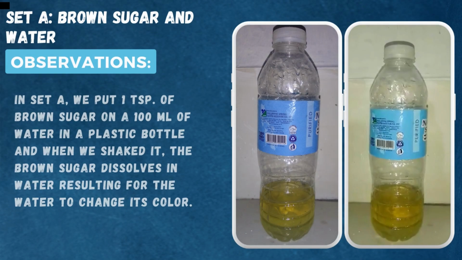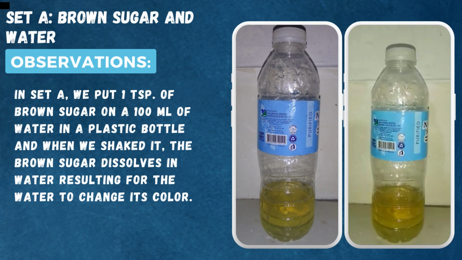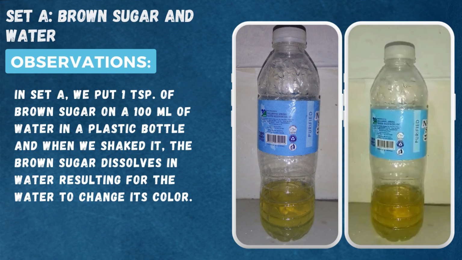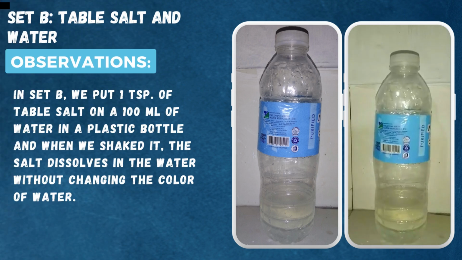In set A, we put 1 teaspoon of brown sugar on 100 ml of water in a plastic bottle, and when we shake it, the brown sugar dissolves in water, resulting for the water to change its color. In set B, we put 1 teaspoon of table salt on 100 ml of water in a plastic bottle, and when we shake it, the salt dissolves in the water.